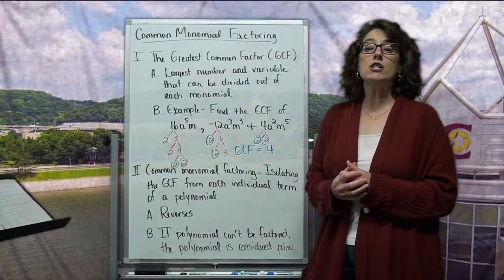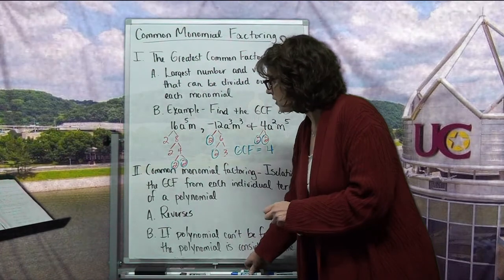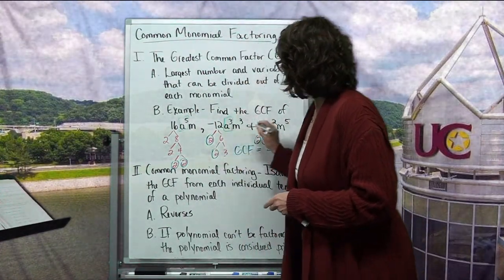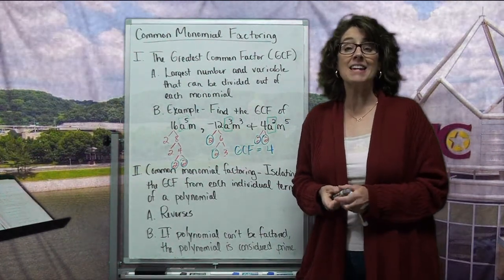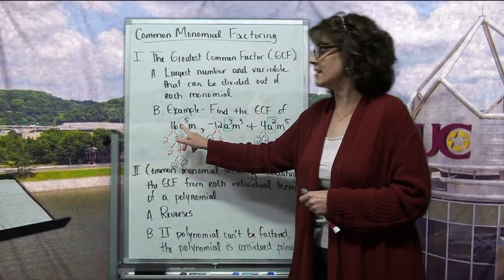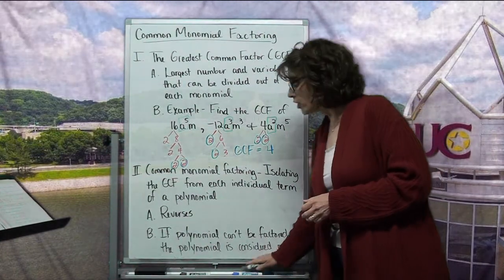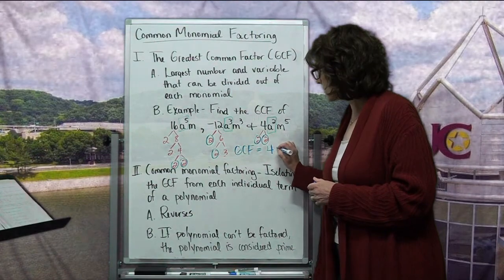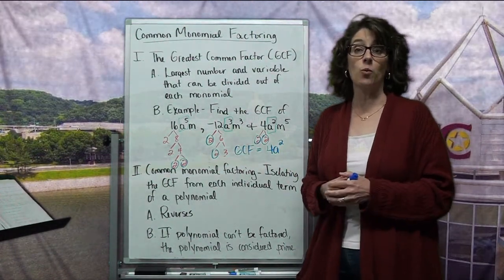Now I'm going to look at each of the variables themselves. The a to the fifth, and then the a to the third, and then the a to the second. And I'm going to say, what's the largest number of a's that I can divide out of each one of those? This has 5 a's in it, this has 3 a's in it, and this has 2 a's in it. So the largest number of a's that I can divide out of all the monomials is that a to the second. In other words, 2 a's can be divided out of every single one of them.